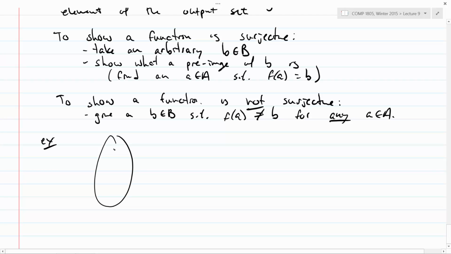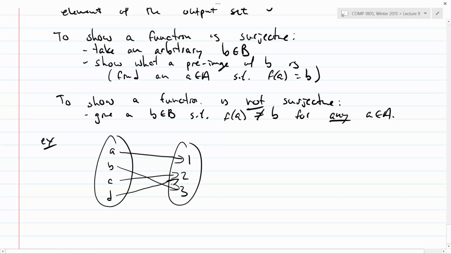So let's say we have a, b, c, d, and we have 1, 2, 3. And my function looks like this. Is this going to be surjective? Yes, because I look at everything on the right and I count the incoming arrows. 1 has 1, 2 has 2, 3 has 1. Every number I said was bigger than 0, therefore it's surjective.